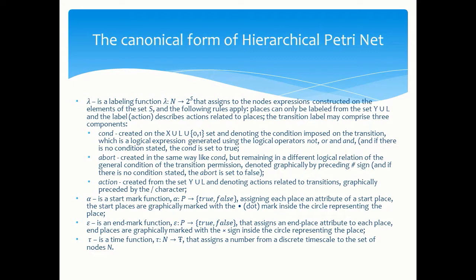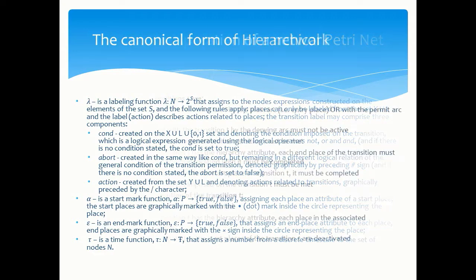Alpha is a start mark function that assigns a start place attribute to places, and places are graphically marked with the dot mark inside the circle representing the place. Epsilon is an end mark function that assigns an end place attribute to places. End places are graphically marked with the X sign inside the circle representing the place. Tau is a time function that assigns a number from a discrete time scale to the set of nodes N.